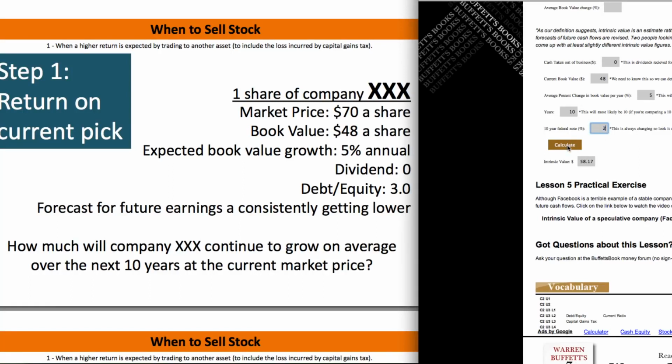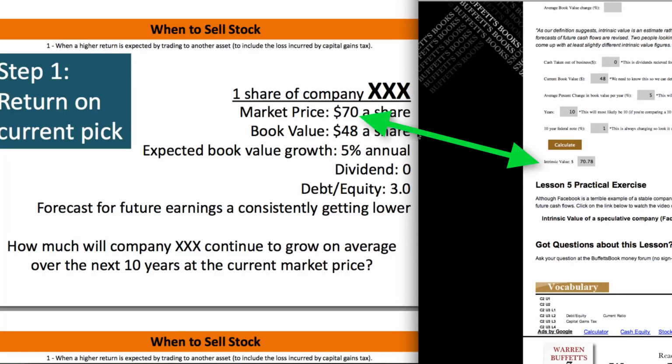So let's try 2%. Hit calculate, now it's $64, okay? So we're getting closer. So let's hit 1. And when we use 1% as our 10-year federal note, it shows that our intrinsic value is $70, which matches the current market price.